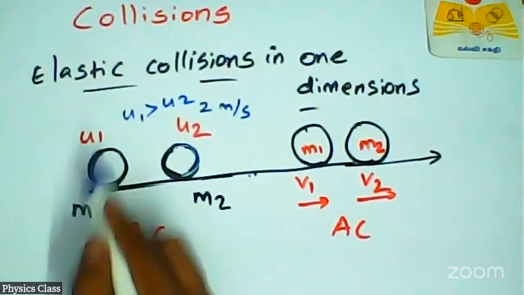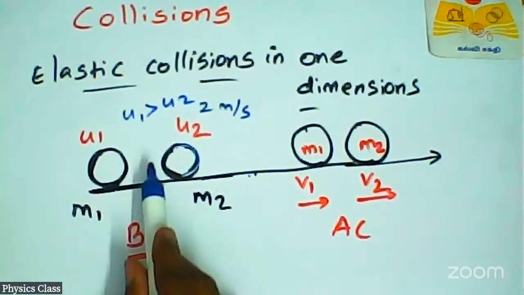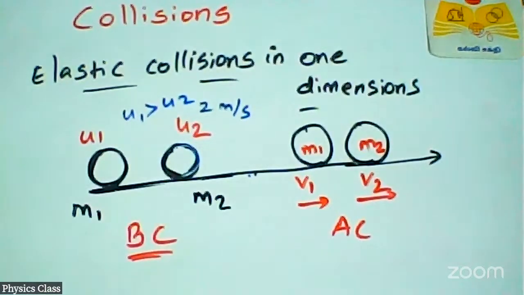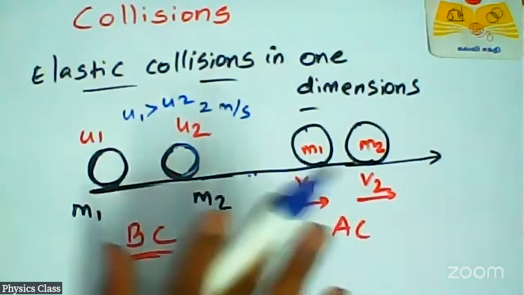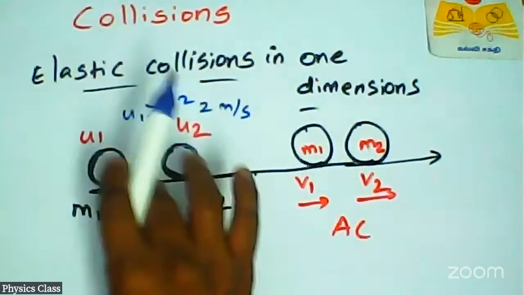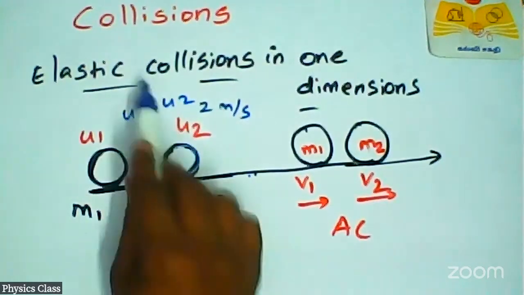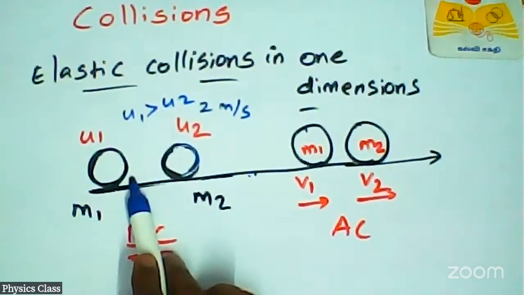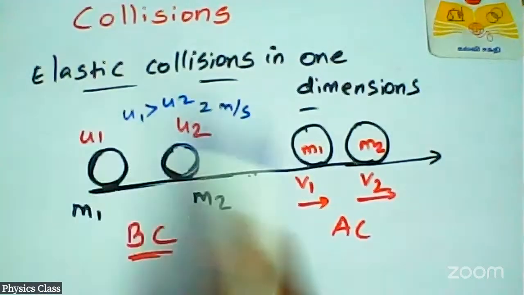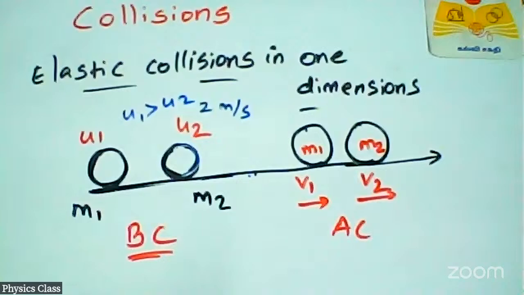For elastic collision, the total momentum of the collision process will not change, so it is conserved. The kinetic energy of the two bodies before and after collision is also conserved, it remains the same. So for elastic collision, momentum before and after collision is the same, and kinetic energy before and after collision is the same. Okay. So first of all, we will discuss momentum.